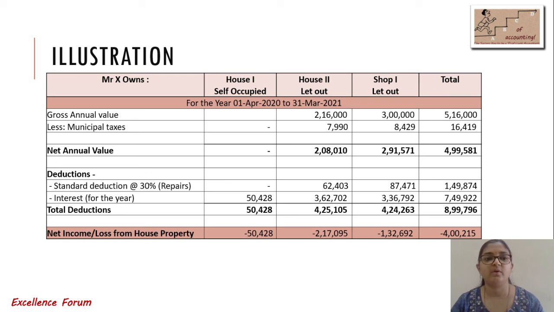So friends, if we consider all the house properties in totality, the total loss for Mr. X with respect to income or loss from house property is 4 lakh 215. But for a particular assessment year, that is this year, he can avail only rupees 2 lakhs, and the remaining 2 lakhs 250 will be carried forward to the next year, and that can be adjusted against the income from that particular year. Hope this illustration is clear to you, friends.